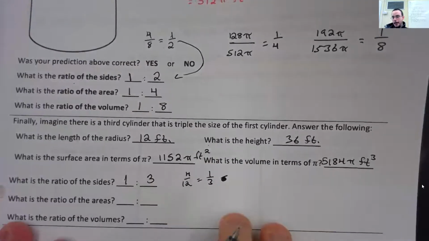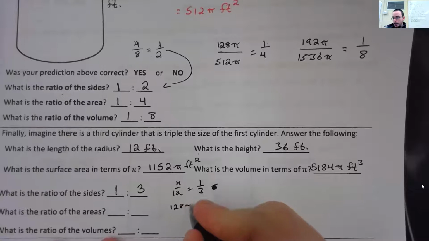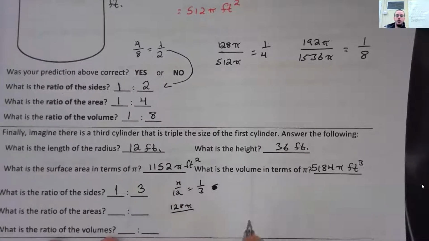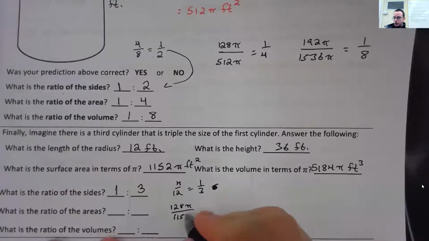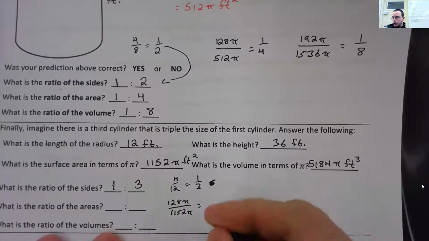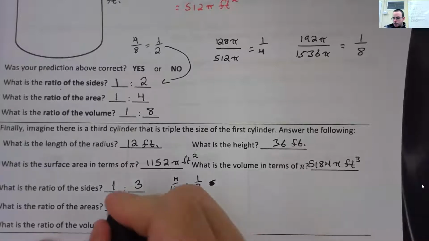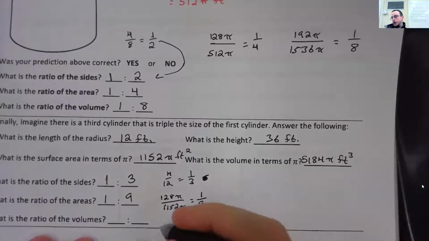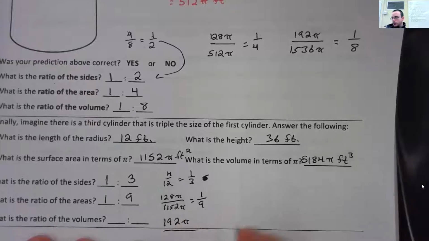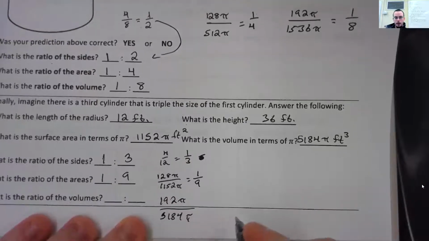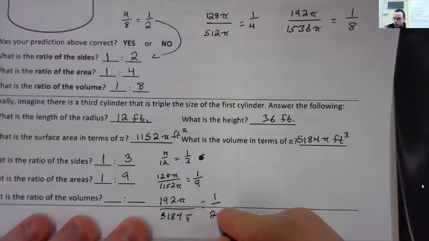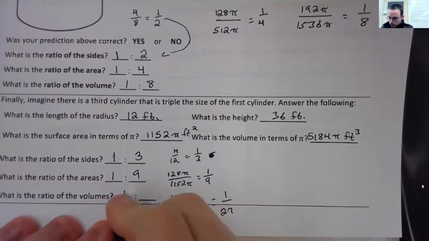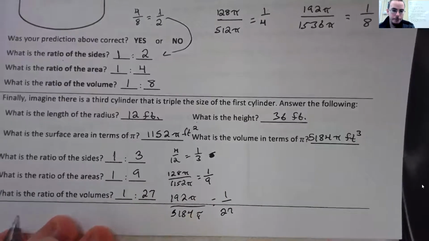Then we do the same thing for the areas. So our surface area of the small one is 128 pi. The surface area of the largest one we just did is 1152 pi. And if you type that in the calculator, you get 1/9. So your ratio would be 1:9. Then if we did our volume the same way, we would have 192 pi over 5,184 pi. And if you type that in the calculator and simplify, you get 1/27. So your ratio of the volumes would be 1/27.